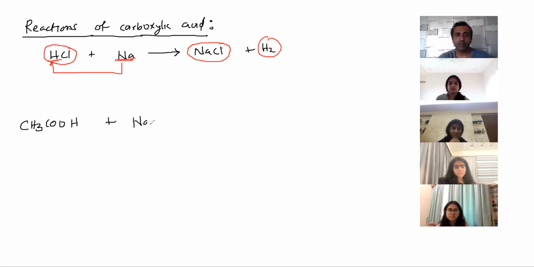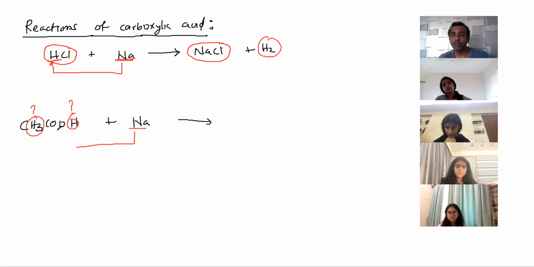Ethanoic acid plus sodium. Now carefully look at this. Here also the sodium will displace hydrogen, but which hydrogen? I have 3 hydrogens here and 1 hydrogen here. It will displace the hydrogen in the functional group, so not this hydrogen, it will displace this hydrogen. Remember that metal will always displace the hydrogen in the functional group and not in the alkyl group. So sodium will displace the hydrogen here.